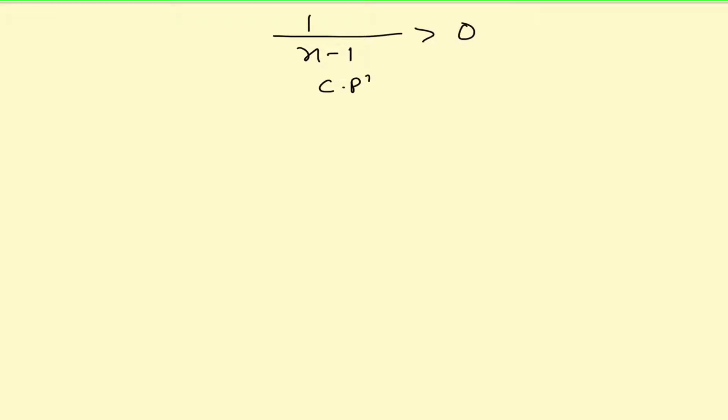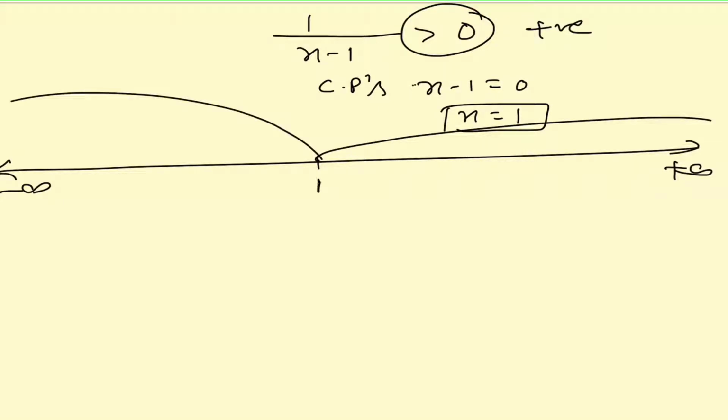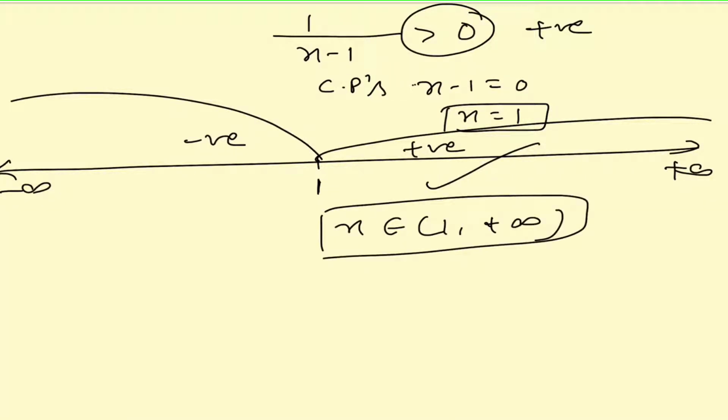Critical point, we will talk about critical point here. So x minus 1 is 0 when x equals 1. At x equal to 1, this is equal to 0. We represent 1 on the number line between minus infinity and plus infinity. This thing is greater than 0, that means positive. This will divide the number line into 2 parts. This is positive, that means x belongs to 1 to plus infinity.